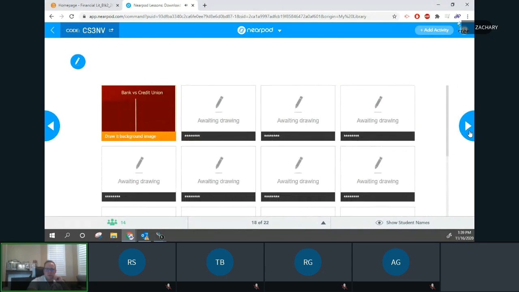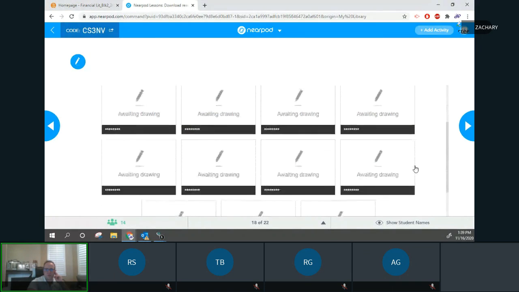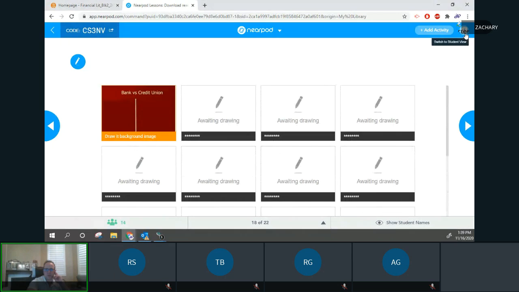All right. So I know that is a lot, but what I want you to do is, on there, you can go and you can draw. So everybody has the ability to draw now. If I go to the student version, let me just show you what it looks like here.